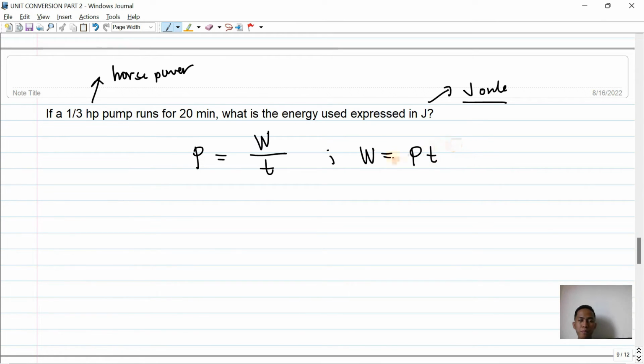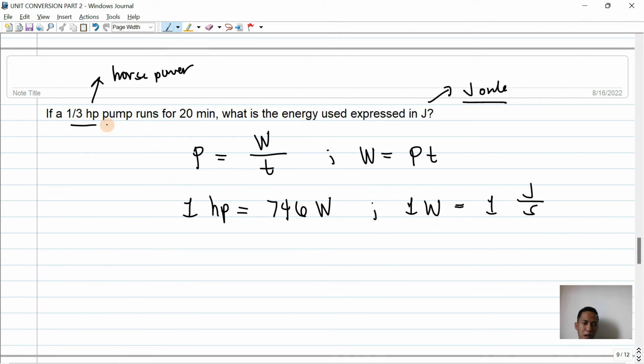Okay? So yung work or energy natin should be expressed in joules. So yung power natin dito is we have 1/3 horsepower. So yung 1 horsepower is equivalent to 746 watts. So yung watts na unit, 1 watt is equivalent to 1 joule per second. So dapat yung ating power naka-watts and then yung ating time naka-second so that we can convert the energy or the work to joule. Okay?